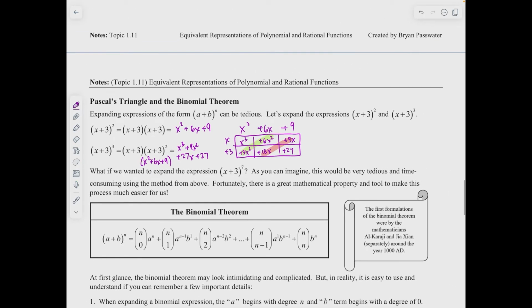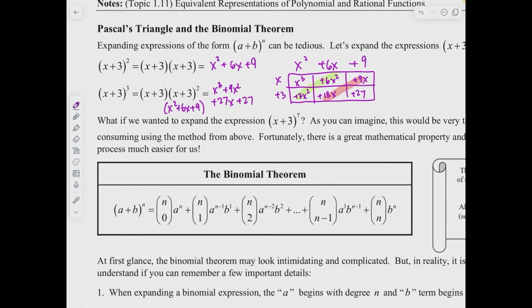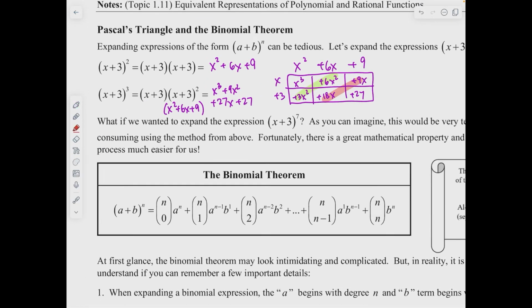So this is going to be tedious and time consuming, so there is a great mathematical property to help us out. It's called the binomial theorem. A couple of things to point out in the binomial theorem. The first term in your binomial is going to appear every time until the very end. Your second term in your binomial is your b value. Notice it's not in the first term, but it appears until the very end. And then there's the exponent, the nth power.